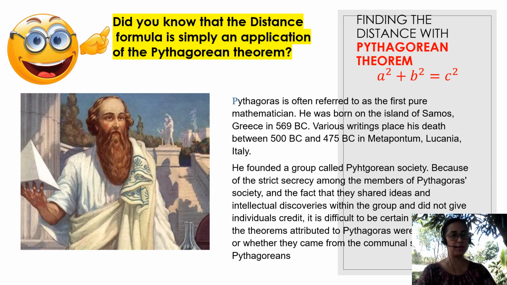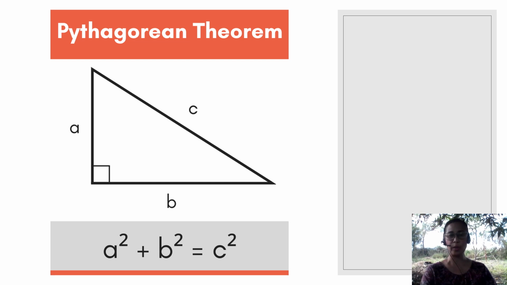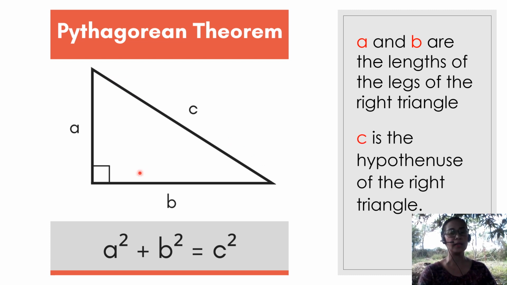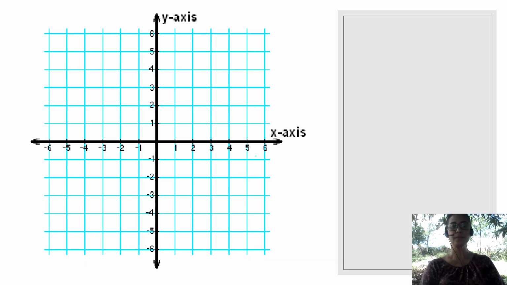Now, how does the Pythagorean Theorem work? The formula a squared plus b squared equals c squared is applicable to the right triangle, where a and b are the legs of the right triangle, and c is the hypotenuse, or the side that is opposite the right angle. A and b can interchange but not c. So let us now use this formula in solving this.